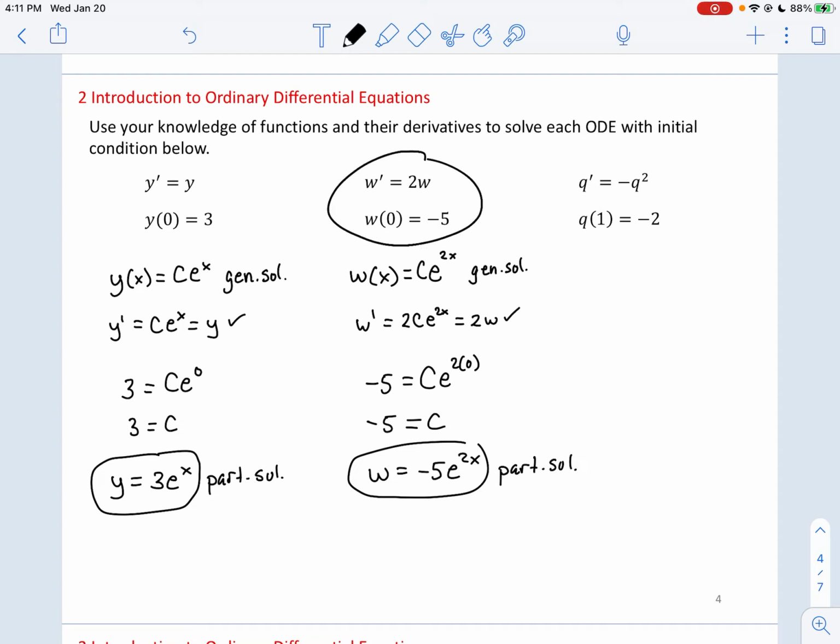Now, I leave it to you to verify that both of these statements are satisfied. If you take the derivative of this expression, you will get twice that expression. And the other thing to verify is if you plug 0 into this function for x, then you will get negative 5 back for w.